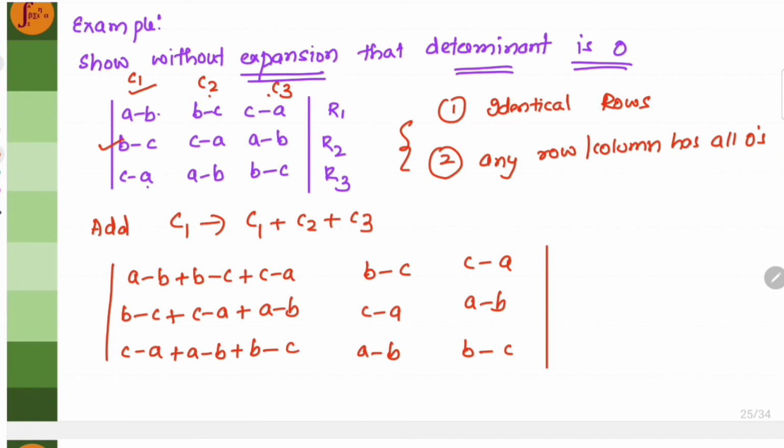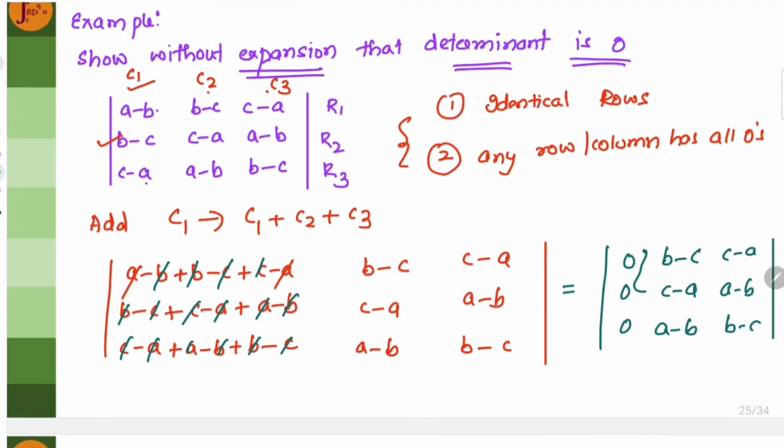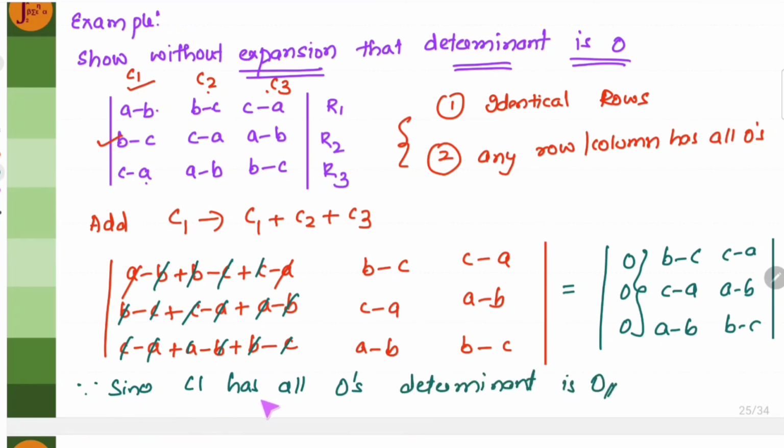Now what's going to happen is A and A get cancelled, B and B are cancelled, C and C are cancelled. Here also the same thing: B and B are cancelled, A, C, C. Everything is cancelled, so we got 0 here. So now we have 0, 0, 0, and then B minus C, C minus A, C minus A minus B. Just copy this. Since one column is all zeros, the determinant is 0. You'll have to write: since C1, column 1, has all zeros, the determinant is 0.